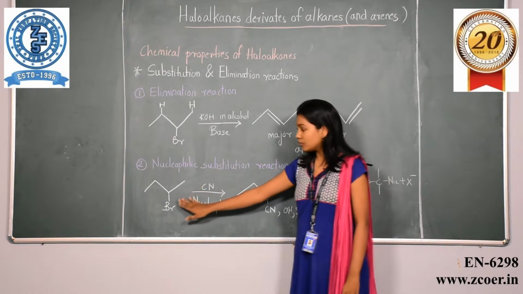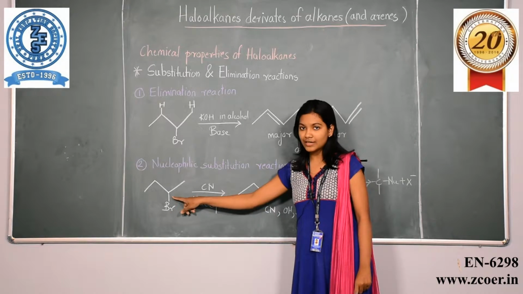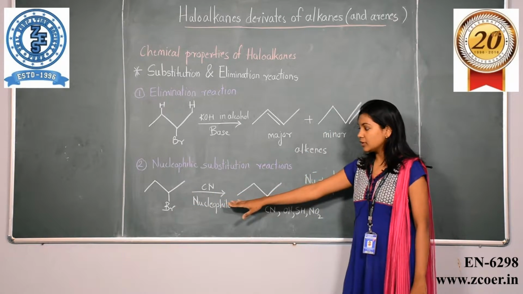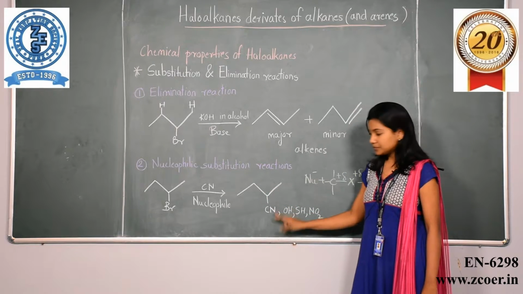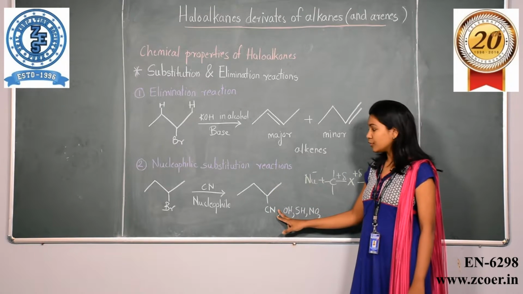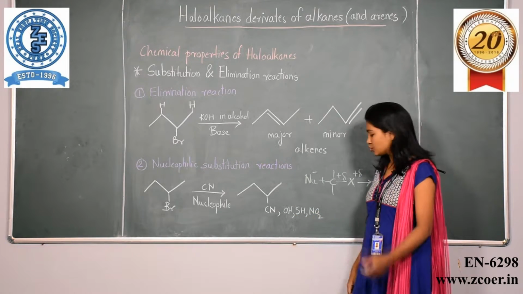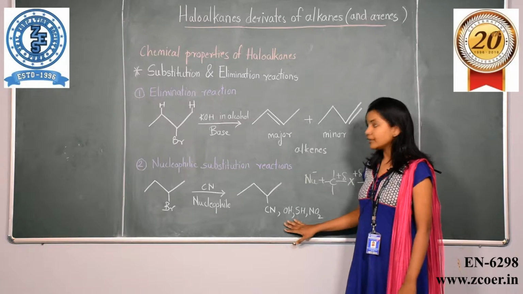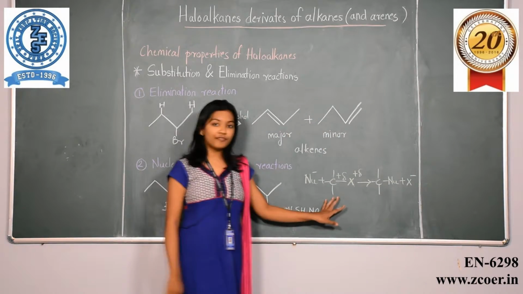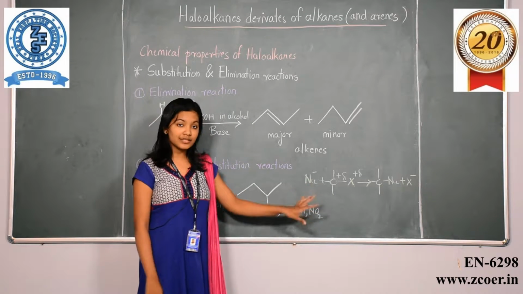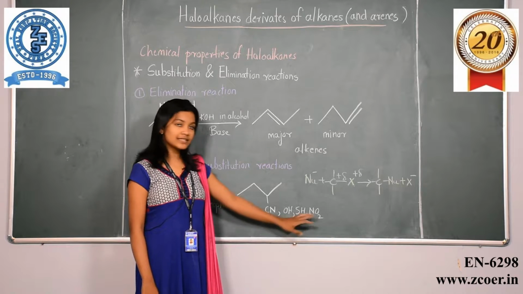In this substitution reaction, this halogen right here is substituted or just replaced by the cyanide group. Now this nucleophile could be any of them: you could have a hydroxide group, SH group or NO2 group, according to the reacting nucleophile. The nucleophile being used determines the product that is formed as the result.